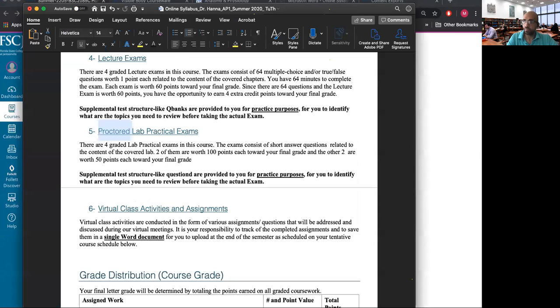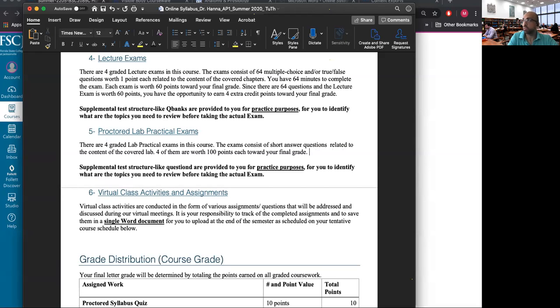All right, so here we go. This is concerning the proctored lab exams. This is not updated here. It shouldn't be like this. Actually, we have 4 lab exams. All 4 lab exams, each of them, are going to be worth 100 points towards your final grade. This will make up 400 points towards your final grade.